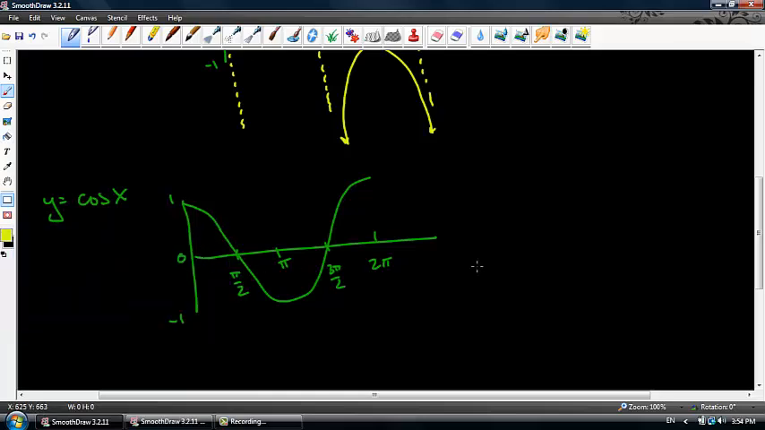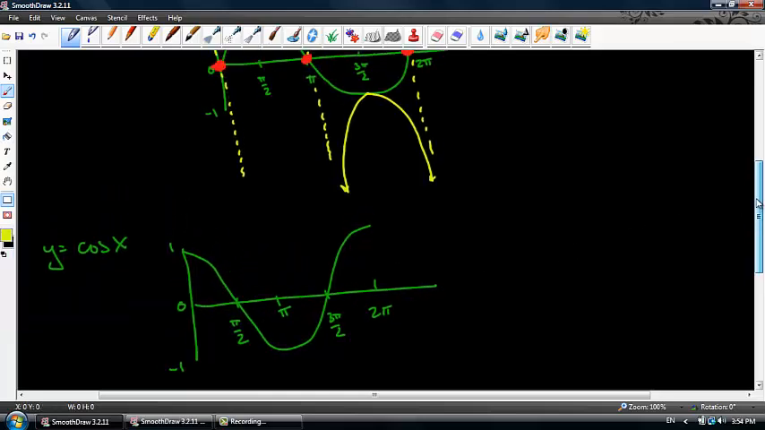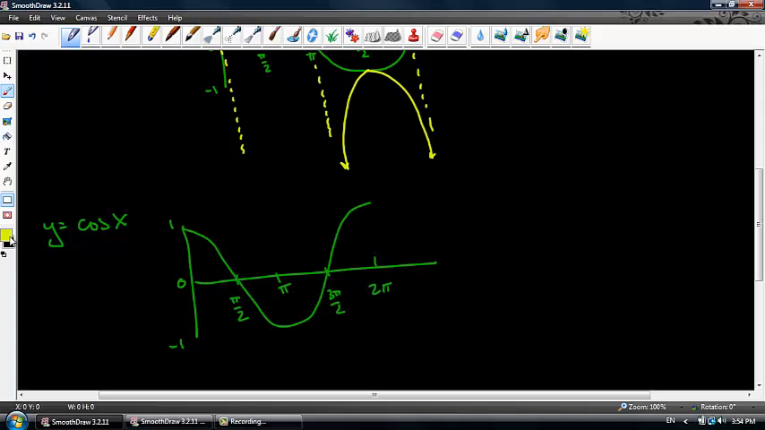Okay, so let's take the same rules as sine. Where are the asymptotes going to occur? Well, asymptotes are going to occur where the original cosine graph, the green, hits the x-axis. So that's right here, and that's right here. So we are going to have asymptotes at pi over 2 and at 3 pi over 2.